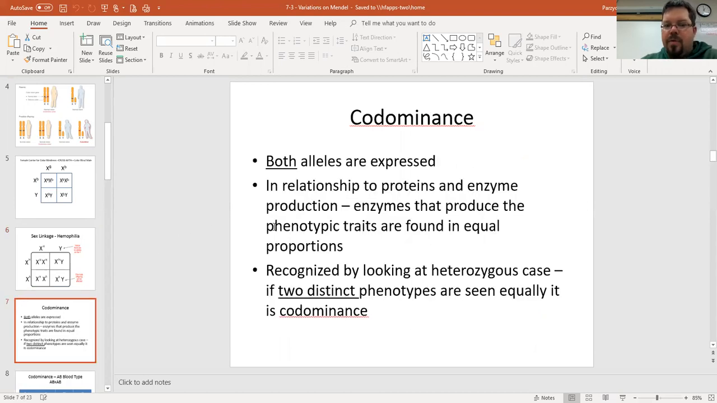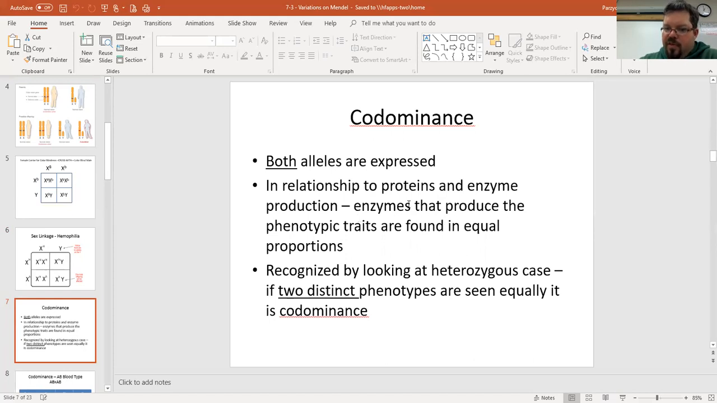Next on the list, codominance. Codominance is when both alleles are expressed basically equally, hence the word codominance. It's not classic Mendelian dominant versus recessive, where the dominant form of the allele masks the recessive form of the allele.